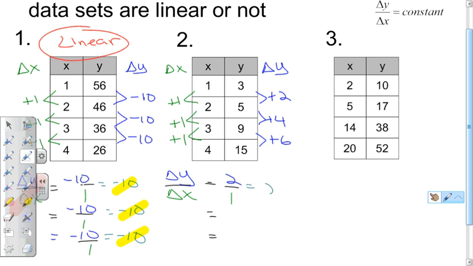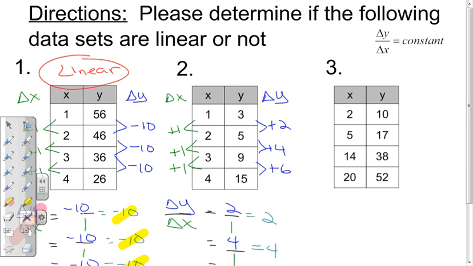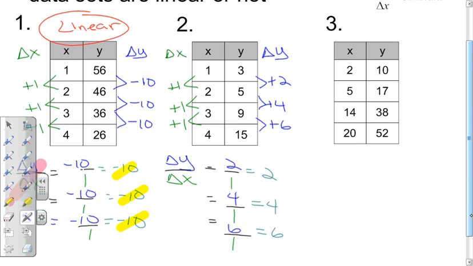Trying to keep the color coding consistent. And the next one, I get 4 over 1, which is 4. And in the next one, I get 6 over 1, which is 6. Now, 2, 4, 6 may seem like a pattern, but just to go back to our idea of constant, it's not that there's a pattern. It's got to be never changing. It's got to be the same thing all the time. So here, although there's a pattern, it's not constant. 2 is different than 4 is different than 6. So this one is, in fact, not linear.